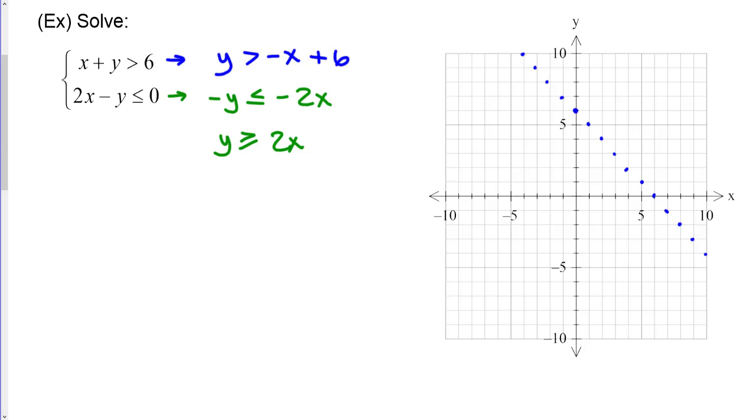What I need to be careful of is it's very tempting to want to draw this line in using a solid line. I need to draw this in using a dashed line. The reason it needs to be a dashed line is because I only have a greater than symbol in this inequality, not greater than or equal to. So I'll draw it in with a dashed line.